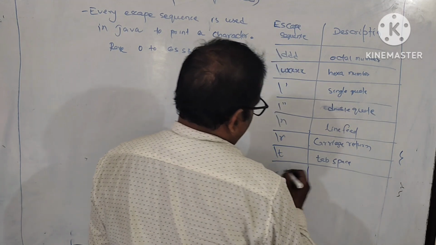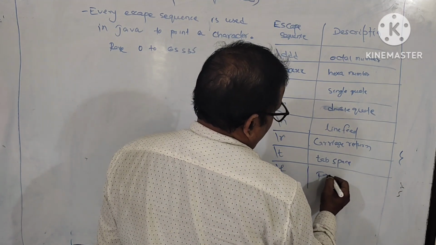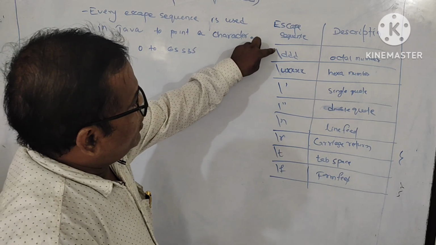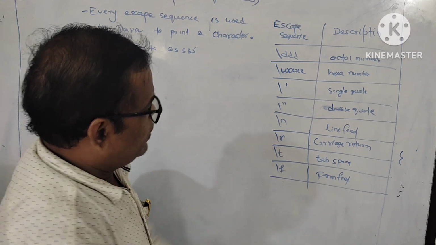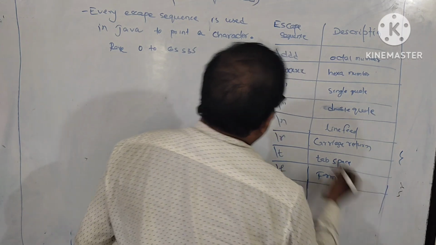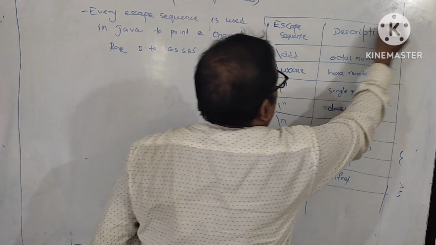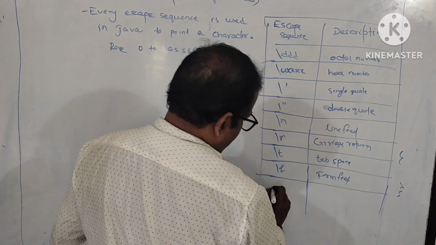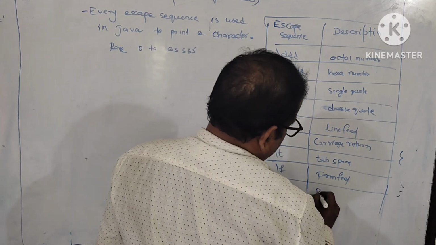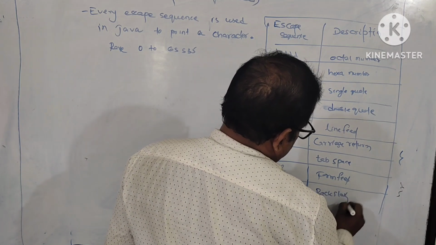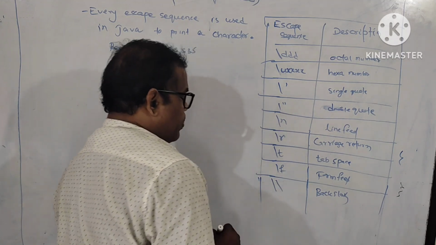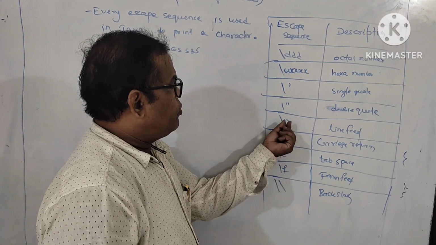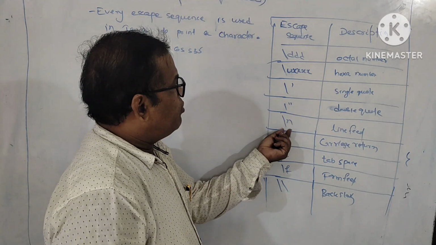And you see that there is a form feed. I have written 1, 2, 3, 4, 5, 6, 7, 8, and there are two more here. If you want to create a tab space, you use slash t, and you use the form feed. If you want to give a new line, you have to use slash n.